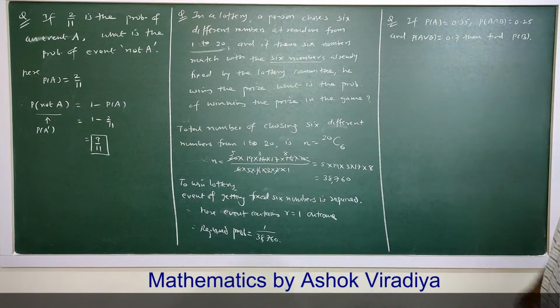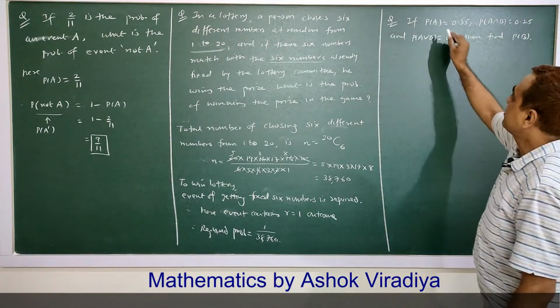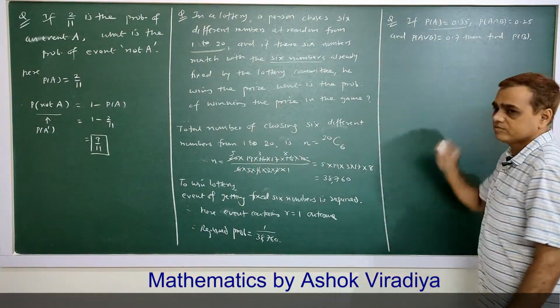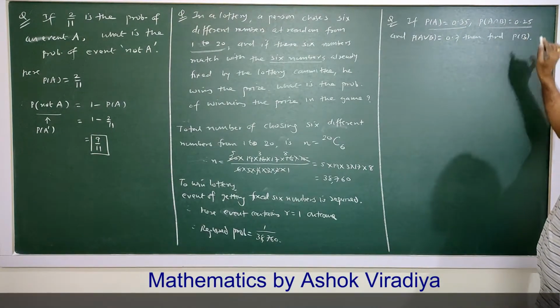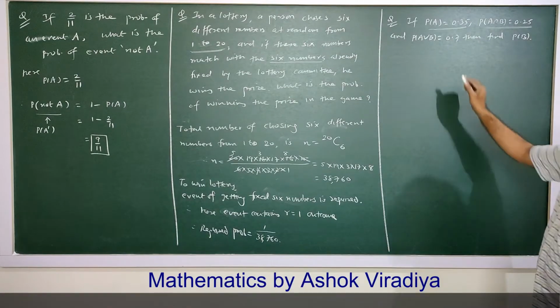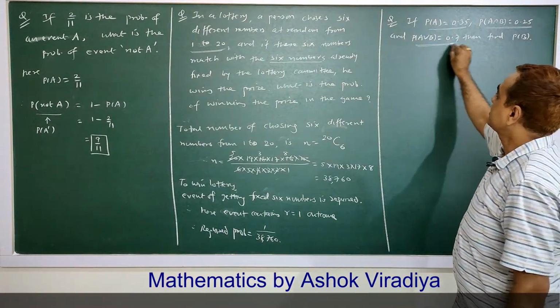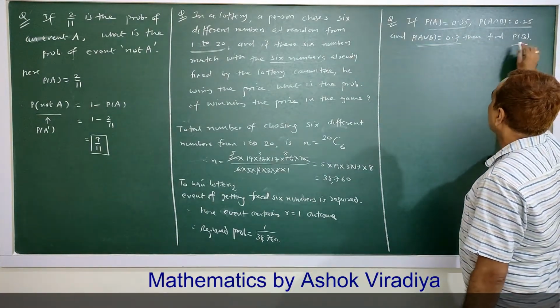Now in this question, probability of A is 0.35, probability of A intersection B is 0.25, probability of A union B is 0.7. What is probability of B?